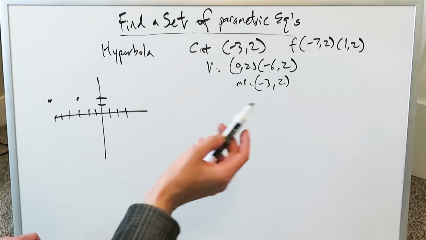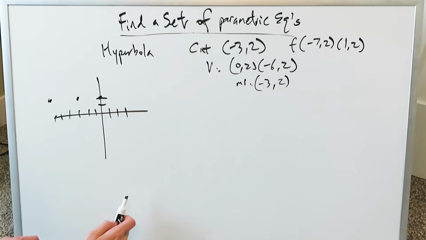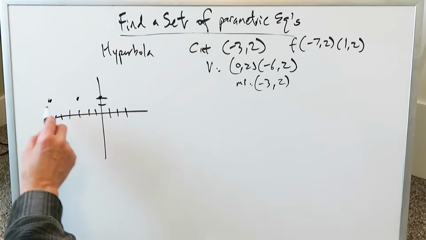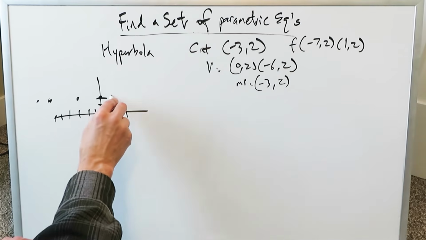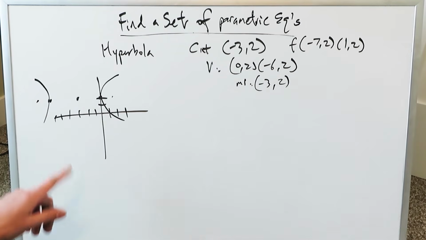You have a focal point. Remember, for a hyperbola, the focal points are located further away from the center than are the vertices. You have one here, minus 7 comma 2 and 1 comma 2. You have a hyperbola which would look something like this, a horizontally directed hyperbola.